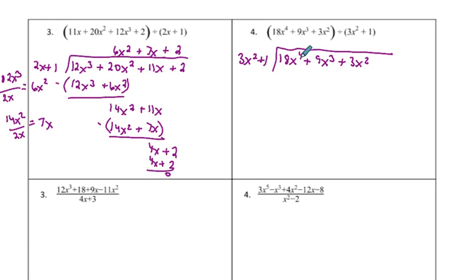And now let's just go ahead and say we have 18x to the 4th divided by 3x squared. So that's going to be 6x squared. So that gives us 18x to the 4th plus 6x squared. And when we subtract that, okay, so we got to bring down this 9x cubed.